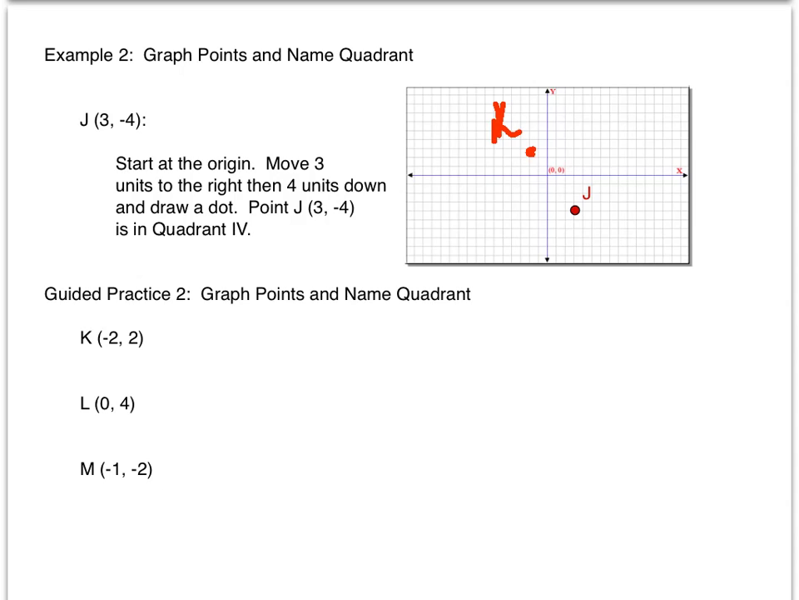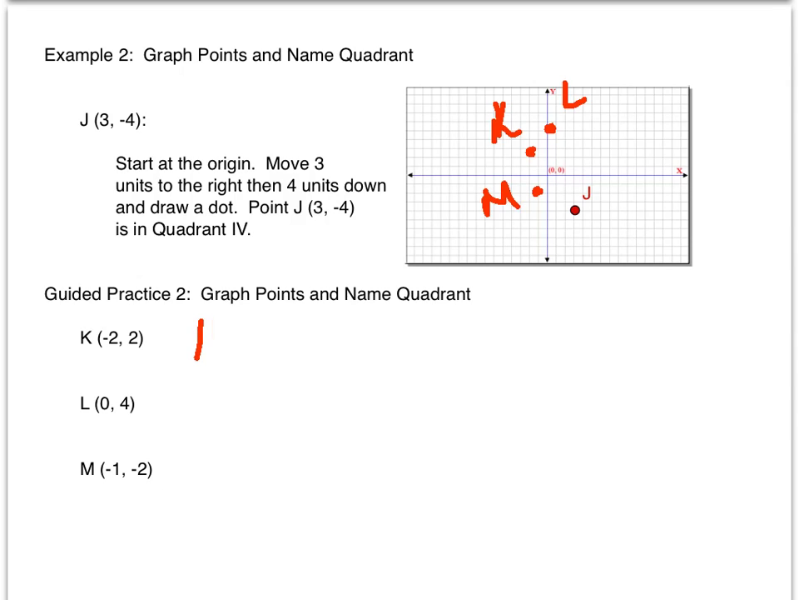For L, we're going to go 0 to the right or left because the x is 0, and we're going up 4. That's our L. And then for M, we're going to go to the left 1 and down 2, and that's our M. So we've graphed our points, but now we need to determine the quadrants.